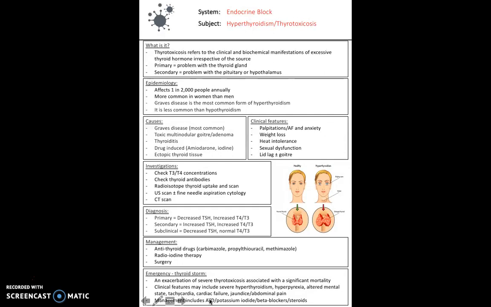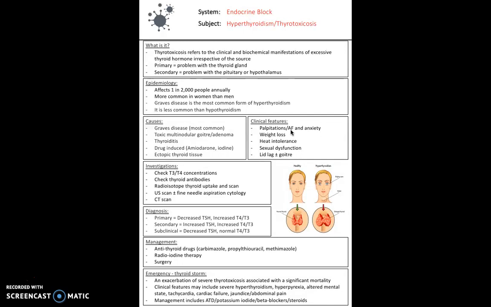But across the board, this condition and hypothyroidism as well is more common in women than it is in men. Graves' disease is the most common form of hyperthyroidism, and we'll talk a little bit more about this in a few moments' time. But in terms of clinical features, note how they're pretty much the opposite of hypothyroidism.